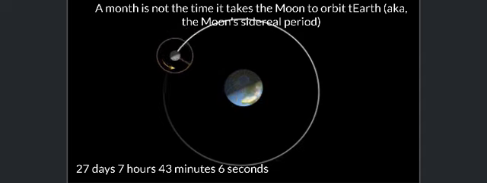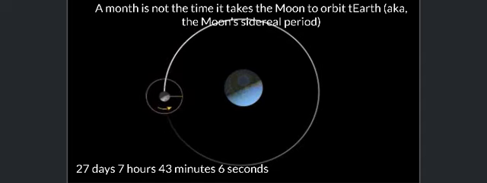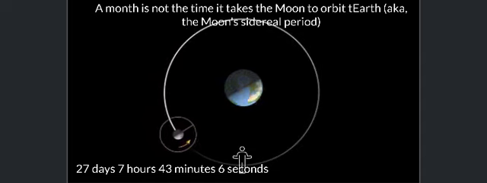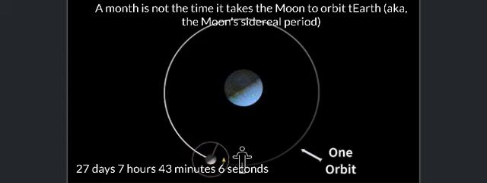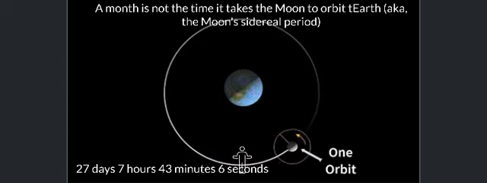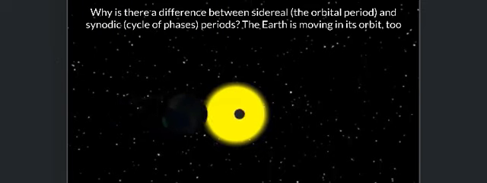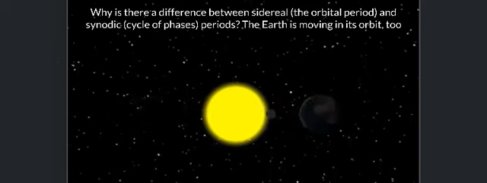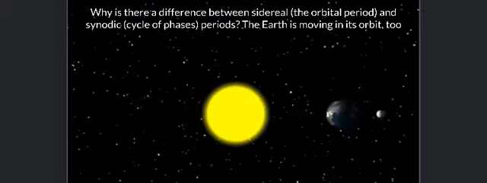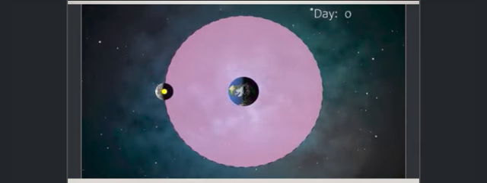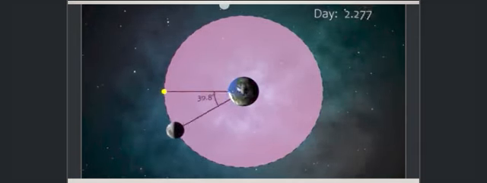Here we see the moon orbit the Earth as viewed from above. When we return to the same position again, we have completed the sidereal period. So why is there a difference between the two periods? It's because the Earth is moving in its orbit around the Sun. Because of this, the phases take about 2 extra days to reach full. Let's watch this video to get a better understanding of how this works.